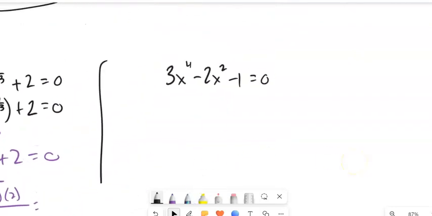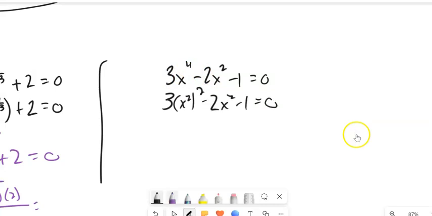Here's another example. 3x to the 4th minus 2x squared minus 1. Again, I notice it's not a quadratic, but it is in a quadratic form. I have an x squared, and this is x squared squared. So I could think of this as this. So I'll enter my little dream. Let a equal x squared. Just using a because it's there. I could use anything I wanted. Substitute it in.